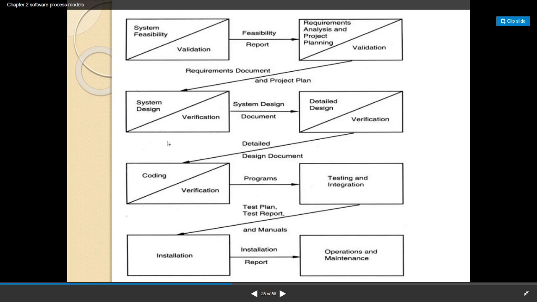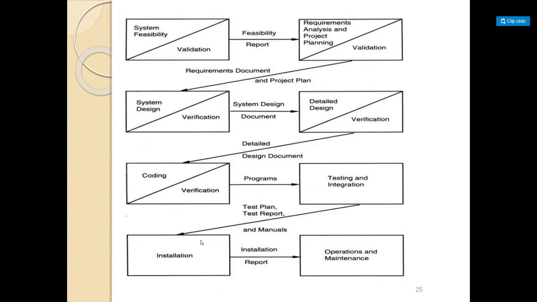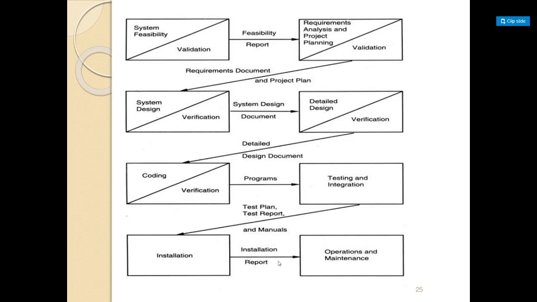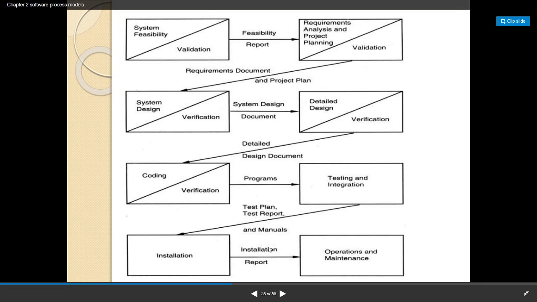Coding and verification have to be done. After that, when the code runs, we call them programs. Programs are run, and for this, testing and integration is done. Once testing and integration is done, the test plan and the test report are given for installation. That is, every part of the system is working properly, so it can be installed. Then the installation report shows how well the system is receiving the code or software. Once the installation is successful, operations and maintenance is the remaining thing.